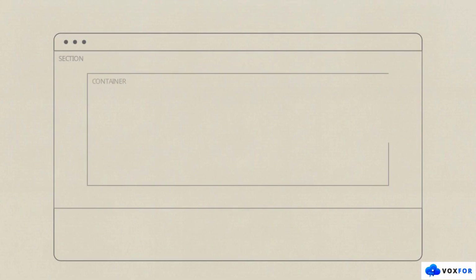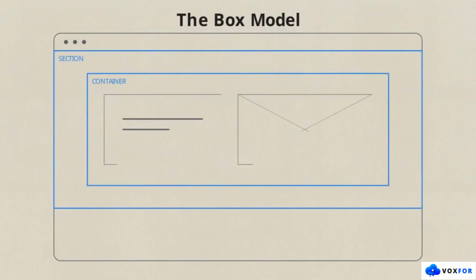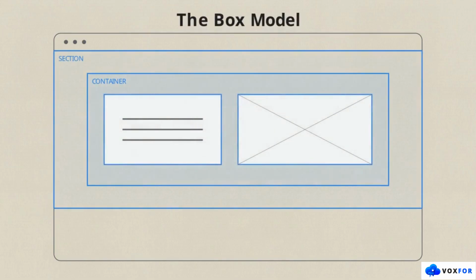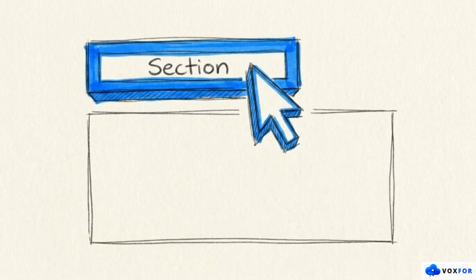This diagram illustrates the primary concept governing all web layouts: the box model. Every element on a web page sits inside a defined box, which establishes the spatial boundaries for your content. To start, drag a section element from the left-hand panel directly onto your empty workspace.